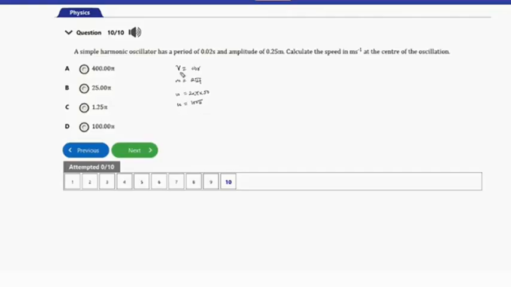So in that case, if we want to calculate the linear speed, we are going to use 100 pi times 0.25. So we'll multiply this 100 pi by 0.25. We are going to have 25 pi, and that's option B here. So guys, the speed of this simple harmonic oscillator is 25 pi, and that's option B.